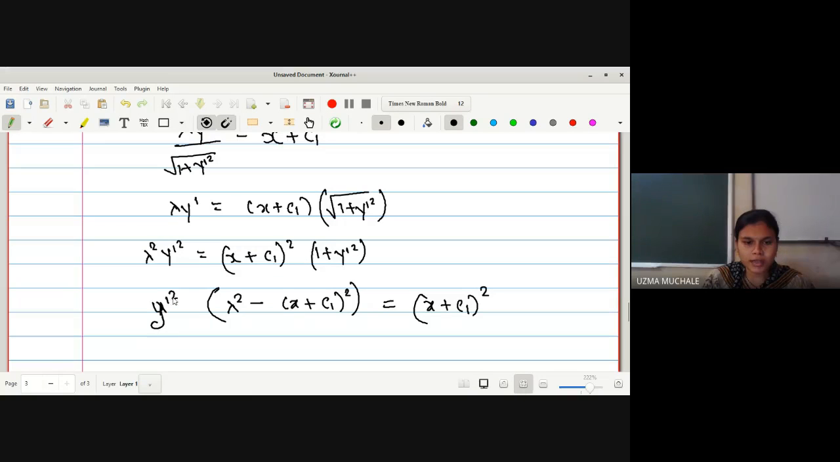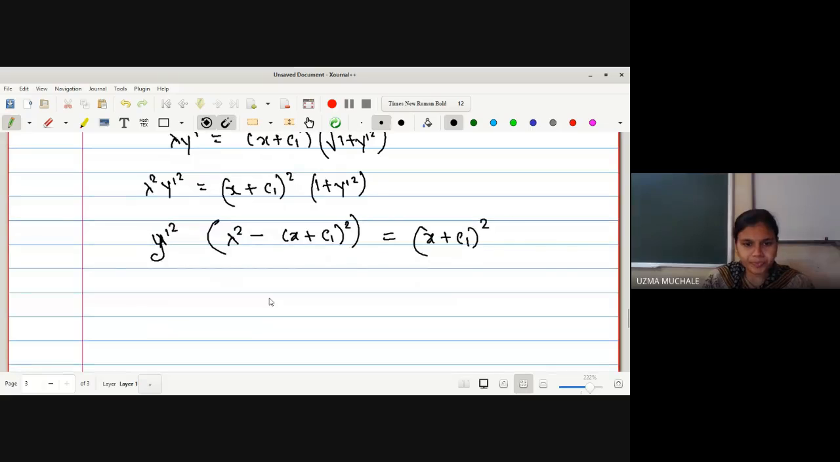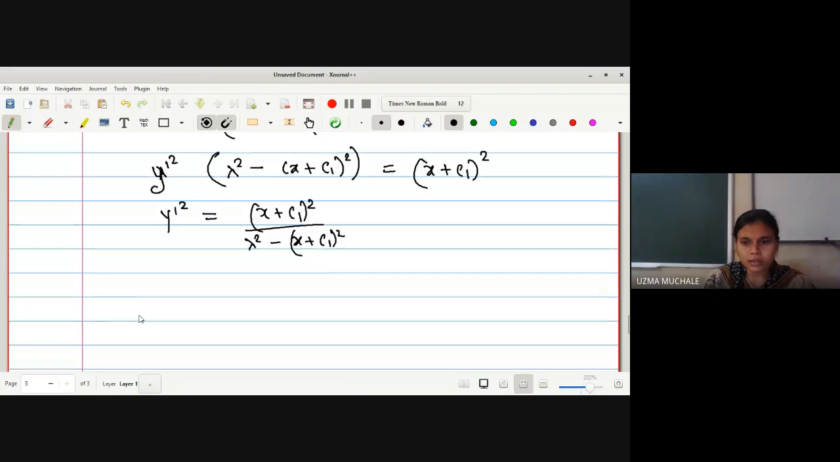So from here we have taken y dash square common, and here it is y dash square into lambda square minus the term, which we have kept as it is. So y dash square is equal to x plus c1 whole square divided by lambda square minus x plus c1 whole square. What will be the term after taking the square root on both sides?